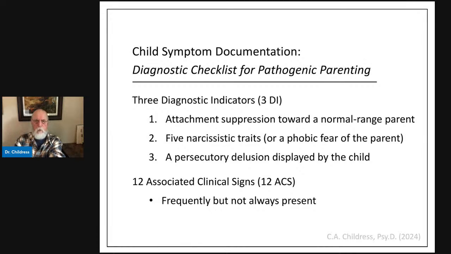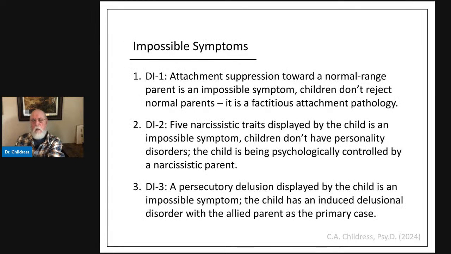And then I offer 12 associated clinical signs that are often present. And sure enough, the research indicates that of 46 families, 45 of them had at least 5, and 45 of them had 8 or more. All of them had at least 5. So all 3 of those diagnostic indicators are impossible symptoms. Attachment suppression towards a normal range parent is an impossible symptom. Children don't reject normal range parents. It's a factitious attachment pathology. So that one identifies a FDIA.